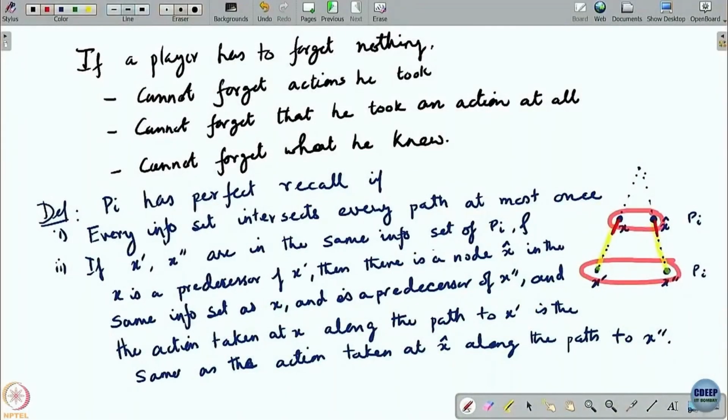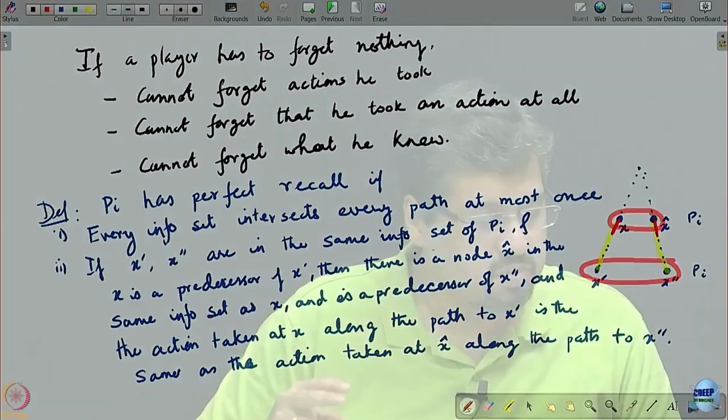Okay, and so what we'll show is that if a player has perfect recall, then for every... so there are two theorems. I will explain this next time. So if a game has perfect recall, then for every mixed strategy there is a behavioral strategy. Okay, and if this absent-mindedness condition doesn't hold, then for every behavioral strategy there is a mixed strategy.